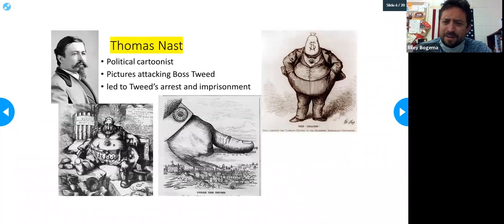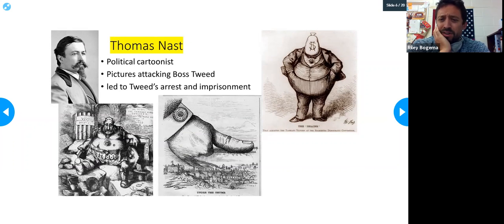Except not everybody looked the other way. We have a lot of people who had issues with the corruption, and a lot of them were journalists. And so we have Thomas Nast. He has a big issue with William Tweed, with Boss Tweed. And Nast was a German-born immigrant. He came to the United States, and he was a great artist.